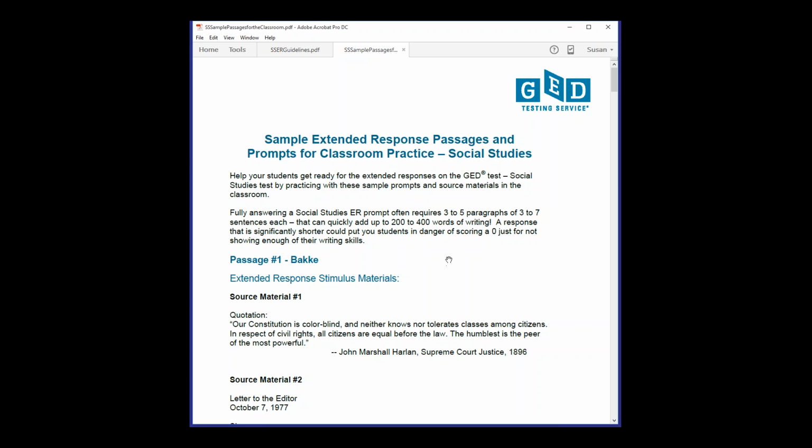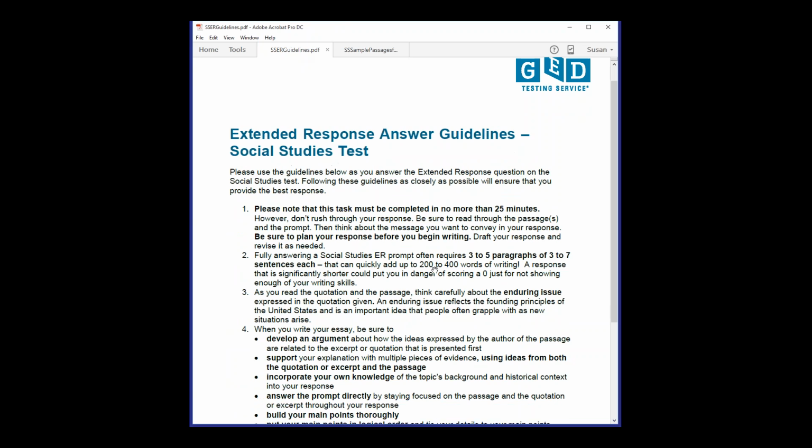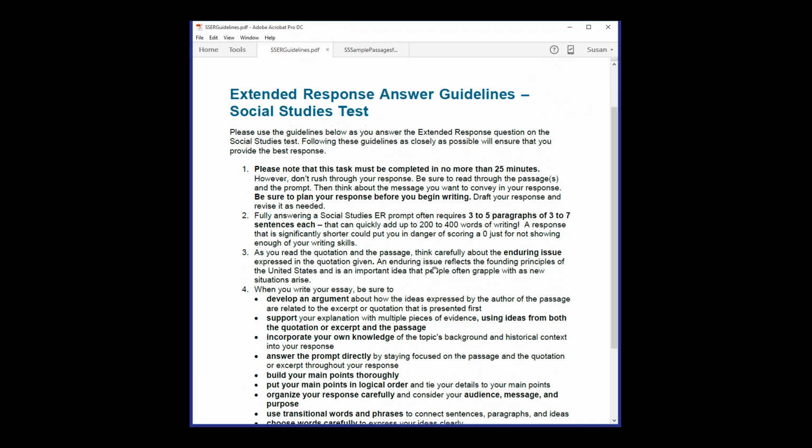So it does provide you with some guidelines. The other document that we mentioned earlier was also the extended response answer guidelines, and those, please provide those to your students so that they know exactly what the GED testing service is asking of them as they go through and develop their argument. I think this would be something very useful to students so they know what they're striving for, what they're working toward as they're moving through.